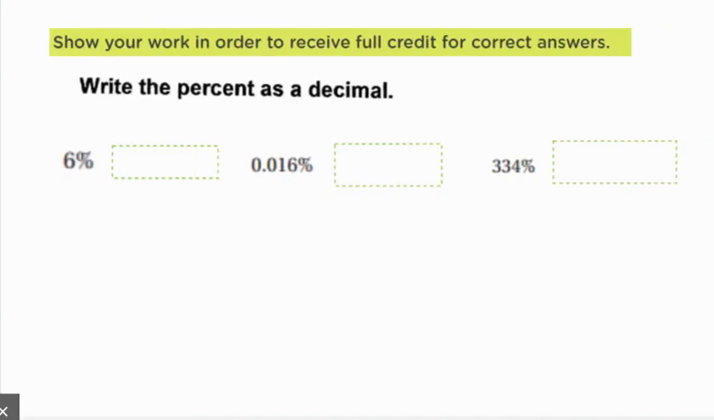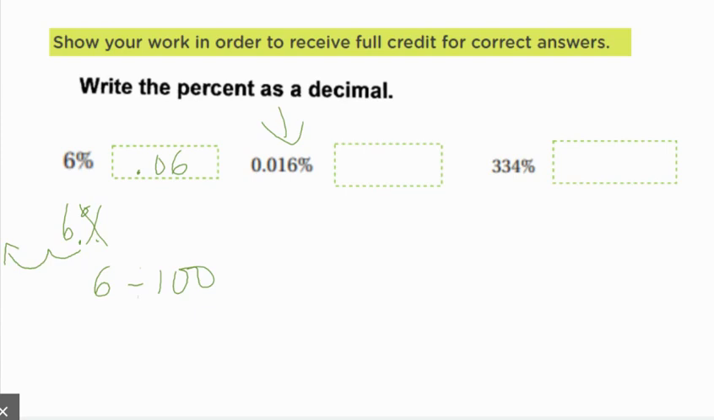So now on your next slide, we have write the percent as a decimal, and we have 6%. So we could do one or the other of our choices. We can either take 6% and remove the percent sign, put the decimal where it needs to be and move it 2 places to the left. So your answer would be 0.06. Or you take 6 and you divide it by 100, which you would be moving your decimal 2 places still to the left.